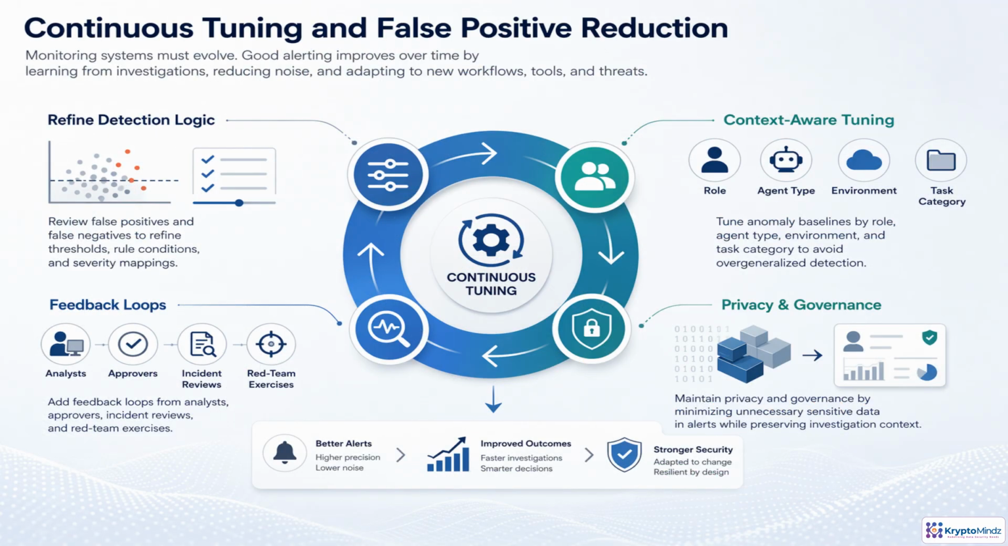Alert quality is not a one-time configuration. Treat every investigation as training data for the monitoring program. When an alert is noisy, adjust the threshold, condition, severity, or suppression rule. When something is missed, ask what signal, baseline, or context was absent. Baselines should be specific to roles, agent types, environments, and task categories, because generic behavior models create noise. Build feedback from analysts, approvers, incidents, and red team tests into regular reviews. And tune responsibly. Remove sensitive data you do not need, while keeping enough context to investigate quickly.